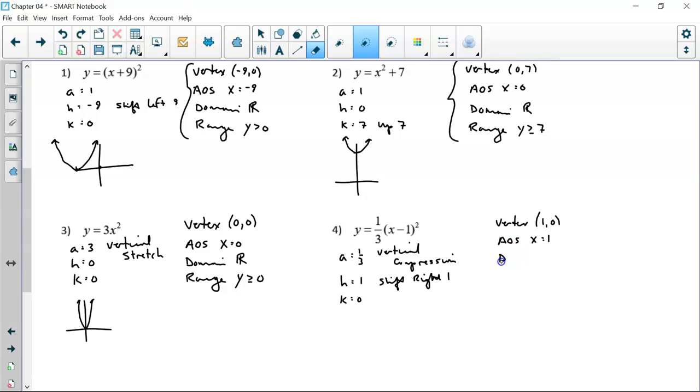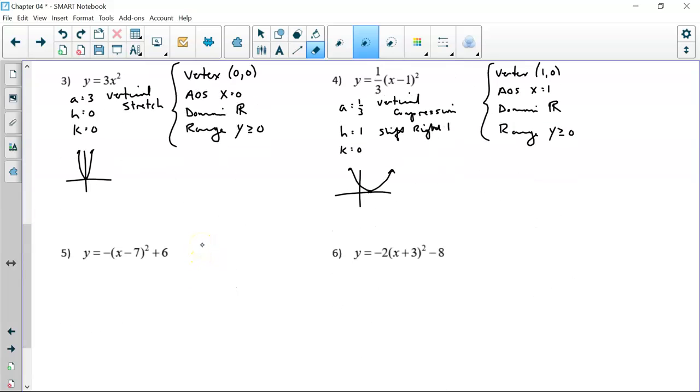Now for our domain and range, I want to look at the sketch first before I say it. Now, all we're doing is going to the right 1, and it just opens up a little bit wider. I don't need to be exact for it. I just need to know where my vertex is and if it's opening up or down. So my domain stays all real numbers, and my range, y is greater than or equal to 0. I'm getting all of these just by knowing what a, h, and k are. That's how powerful it is once you understand it.